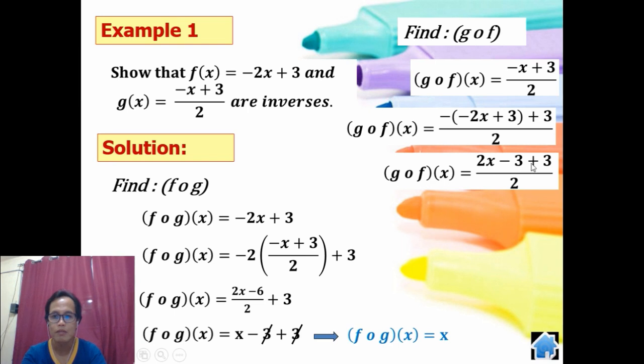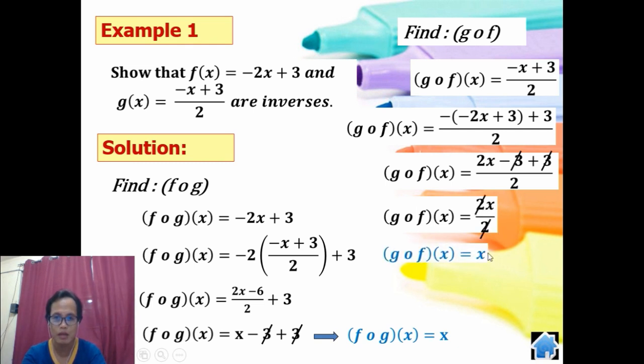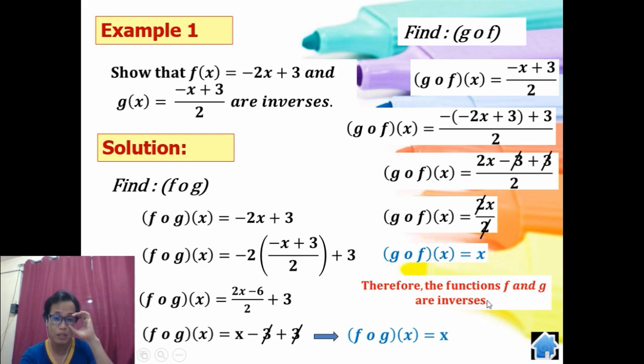Next, negative 3 plus positive 3 is 0, so we can cancel that out. So, what remains is 2x over 2, then we can cancel out the 2 and 2. So, what remains would be x. So, the composition of the functions f and g is x, and the composition of the functions g and f is also x for these functions. So, we can conclude that these functions f and g are inverses. So, these two functions are inverses.